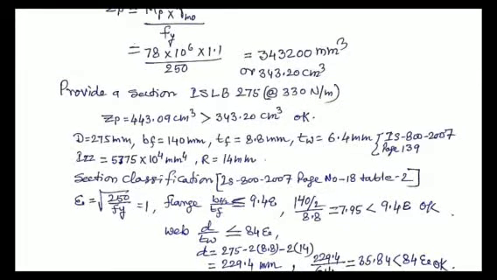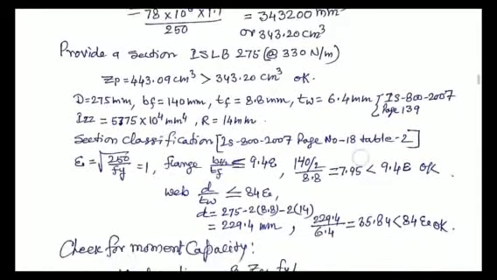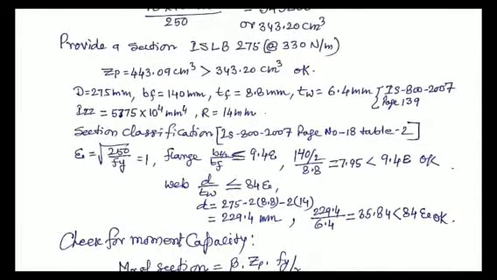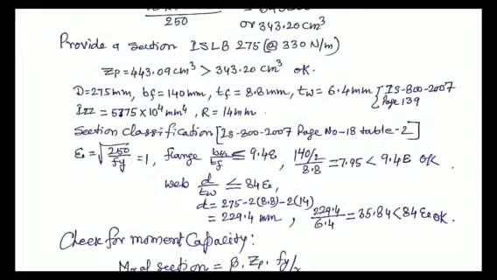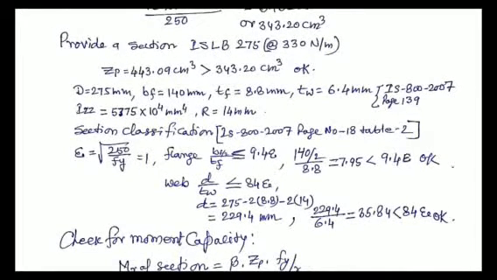So provide a section ISLB 275 at the rate of 330 Newton per meter. This is the unit weight, the weight per meter length. Now the section modulus provided is 443.09 centimeter cube, and this is more than the required 343.20 centimeter cube, so the section is okay.